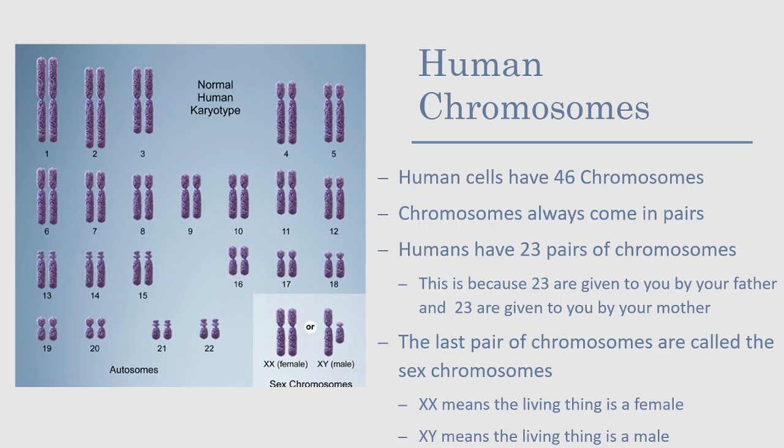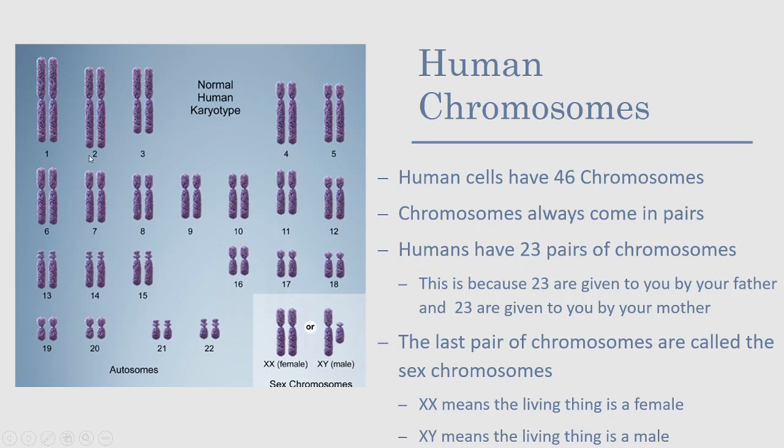Now, every living thing has chromosomes. And what you notice on the left here is diagrams of what you would see for human chromosomes. Humans have 46 chromosomes. That means 46 strands of DNA in every single cell. Now, you would often say that humans don't have 46; you would say that they have 23 pairs. And the reason why is because chromosomes come in pairs.